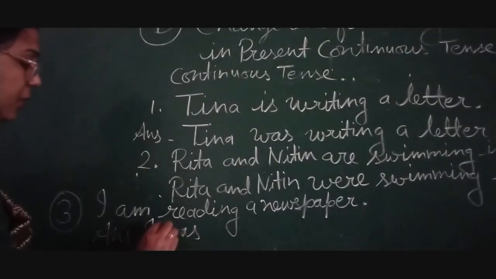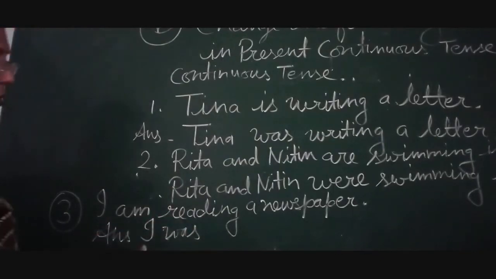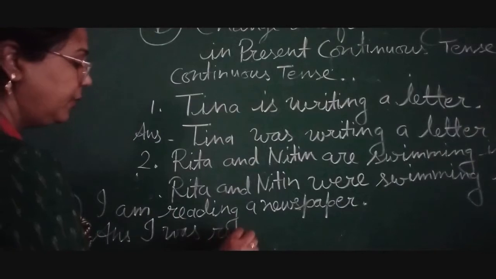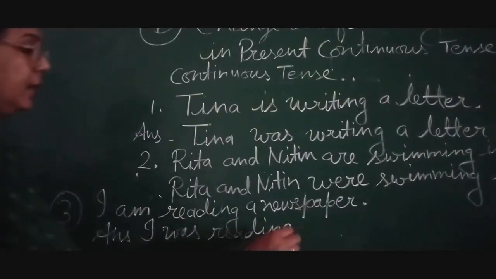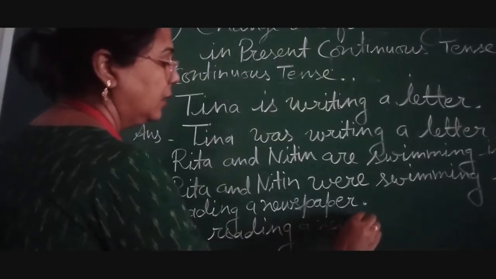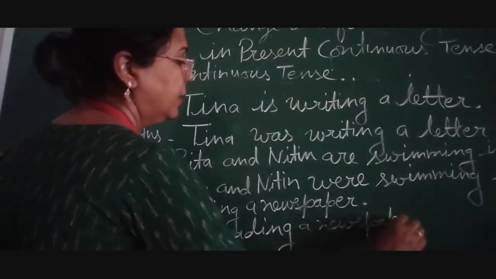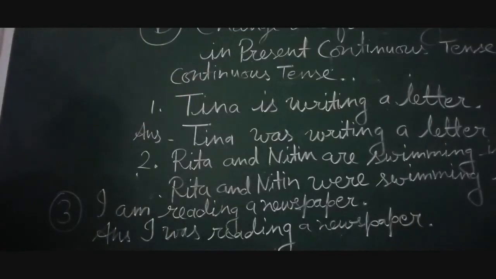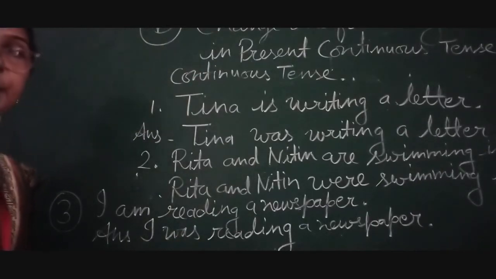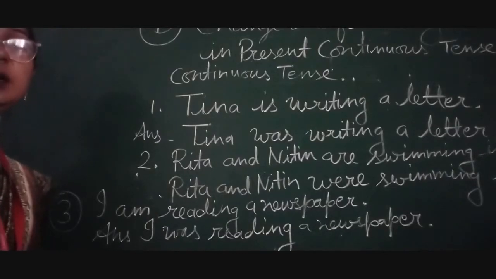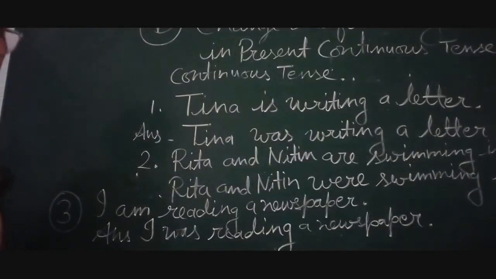I was reading a newspaper. Because here I is singular. So I was reading a newspaper. I was reading a newspaper. Okay, I was reading a newspaper. So children, complete it. I was reading a newspaper. Okay children, complete this.